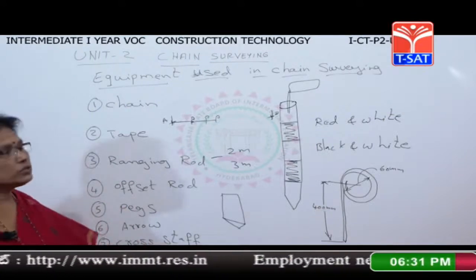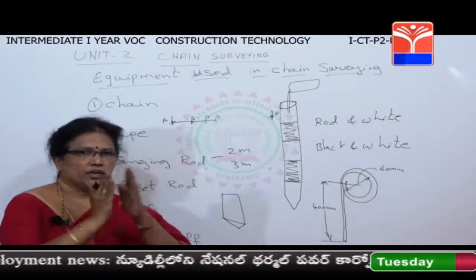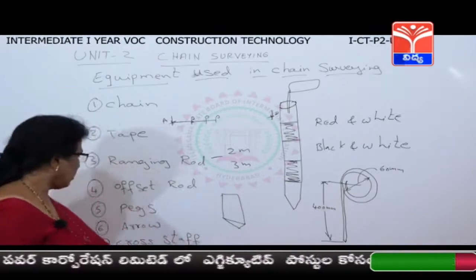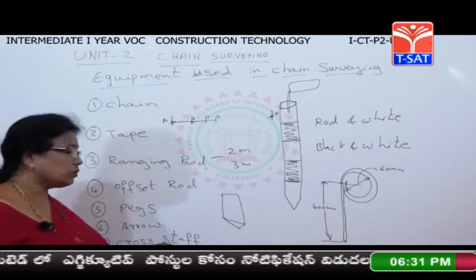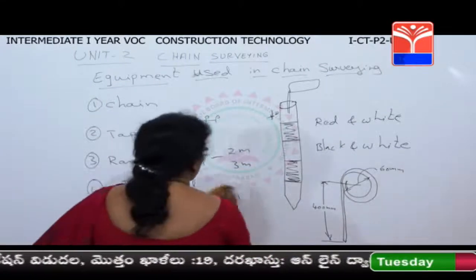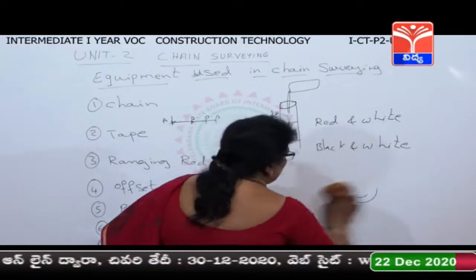Next is the cross staff. Why are you going to use this cross staff? To measure perpendicular distances. If we need to measure straight perpendicular distances, then we are going to use this cross staff. Again, in this cross staff, you have different types. Let us look at them also.